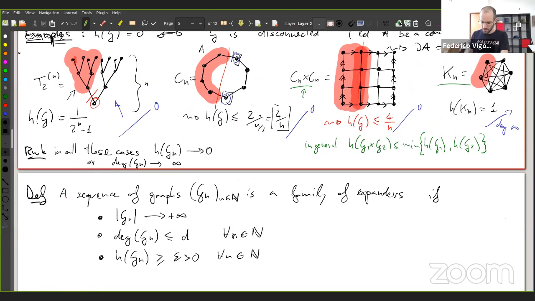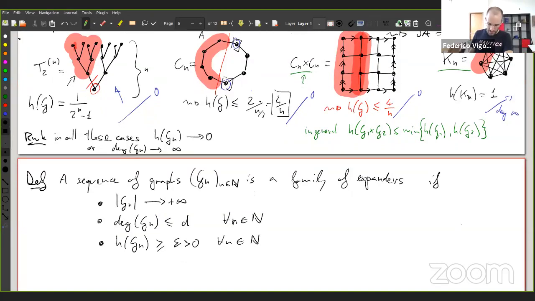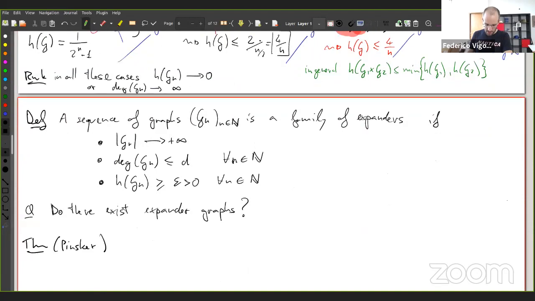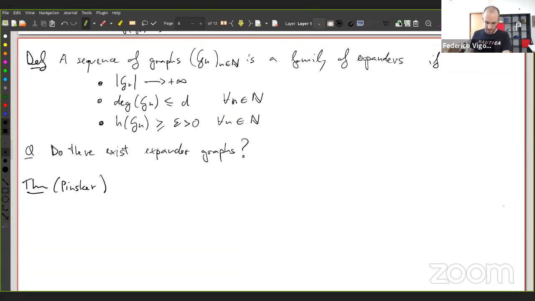Okay, so none of the families that I drew before is going to be an expander graph because of the remark I just made. Either they have very small Cheeger constants or they have very large degrees. And so the natural question is, do there exist expander graphs? And when I say expander graphs, I implicitly mean a family of expander graphs. And of course, the answer to this question is yes, otherwise we would not be having a mini course, but it is yes in a rather spectacular fashion.